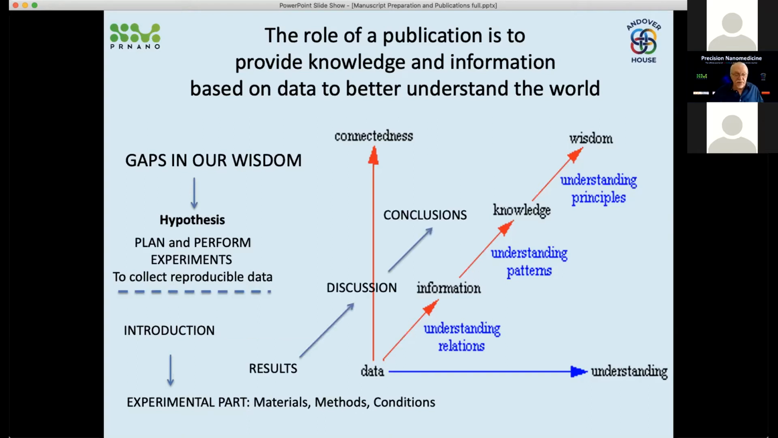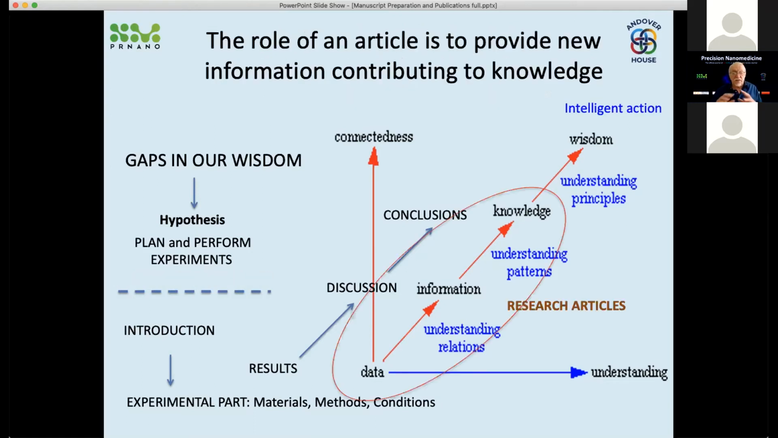Then you list the results, put it together, understand the relations between your data, and you discuss it. This is the information part, and you draw conclusions. Once you understand the patterns, you draw conclusions to provide the piece of knowledge. And this is now at a much higher level than just the data. So the research articles typically in this area: data, information, and piece of knowledge.